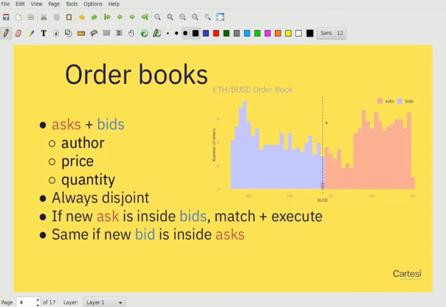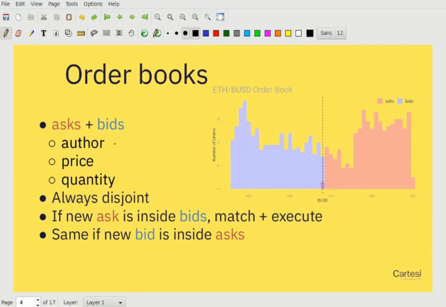So there is a line here that separates bids from asks, and this is the price, what people usually call the price. Of course, it could be that the bids stop here and the asks start here, so there's a bit of a gap, and that gap is known as the spread. Okay, but this is the usual stuff.